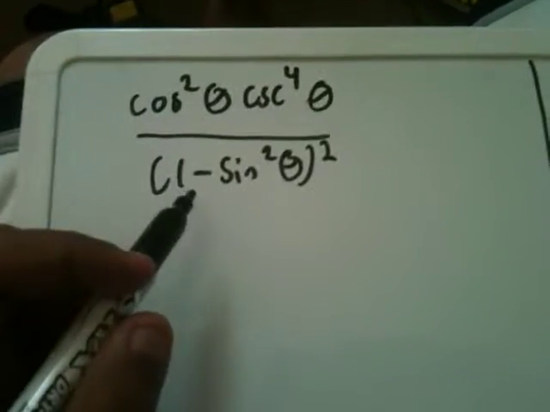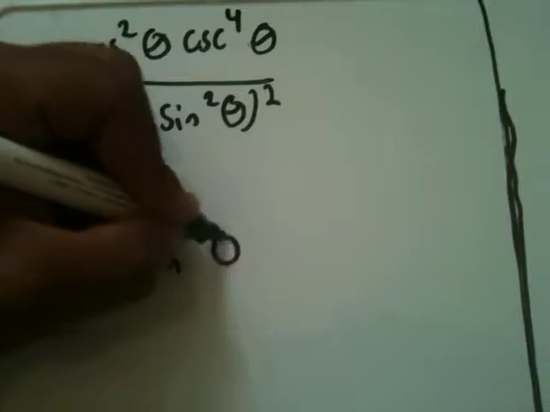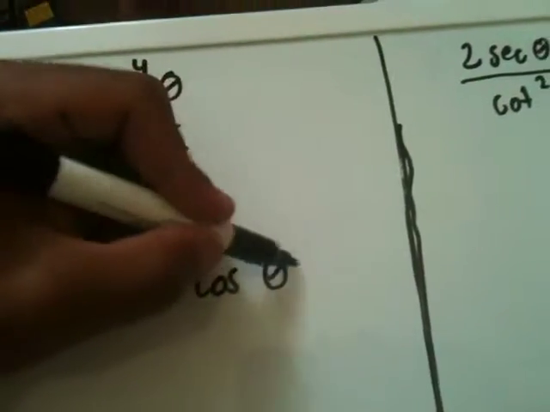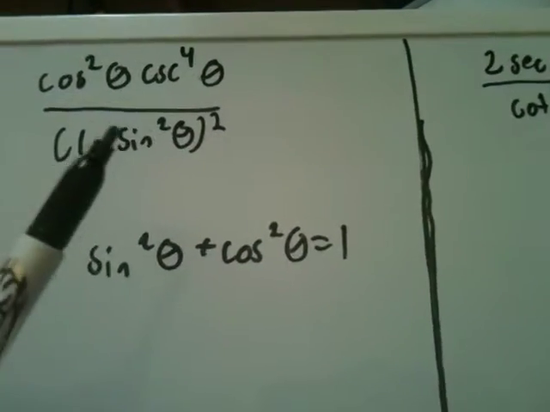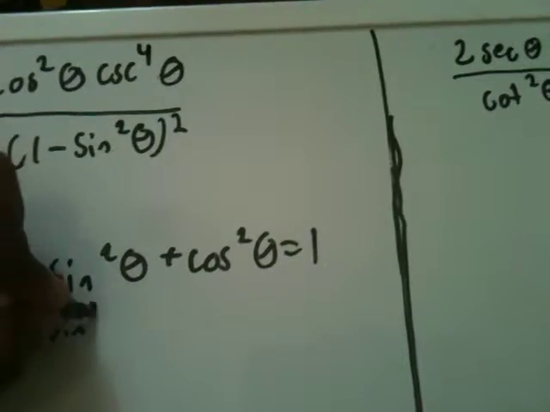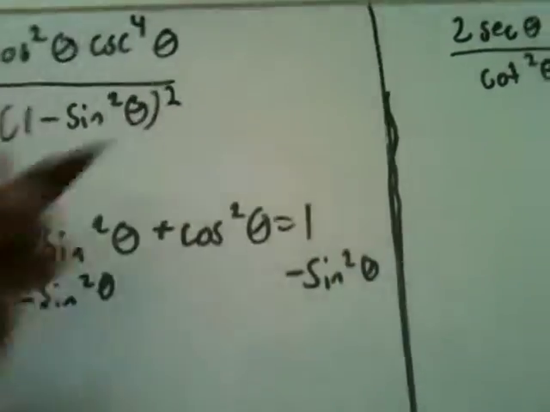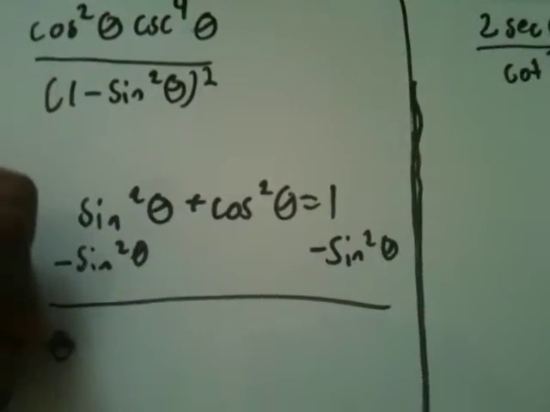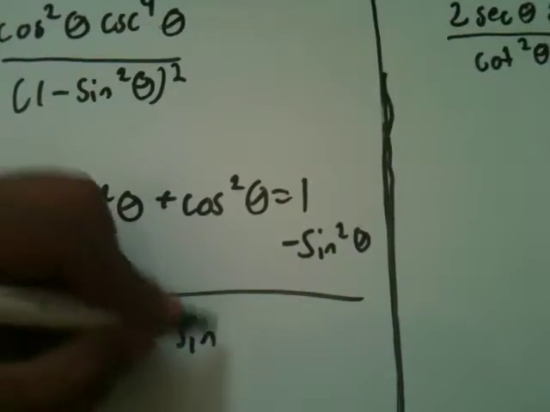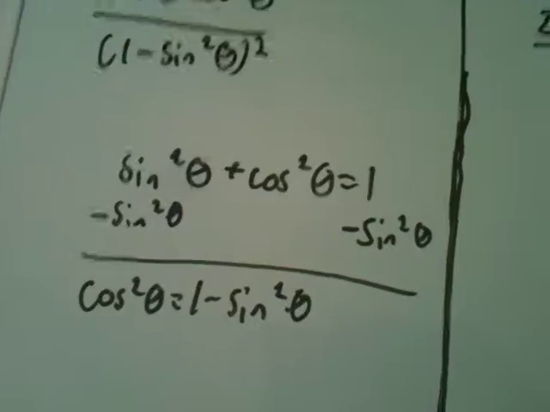Well, this kind of looks familiar, so I'll just write down the basic Pythagorean identity again. It's sine squared of theta plus cosine squared of theta equals 1. And you can subtract sine squared from both sides. It's going to be 1 minus sine squared, and it's going to be cosine squared of theta is equal to 1 minus sine squared of theta. So we can just put the cosine in place of that.